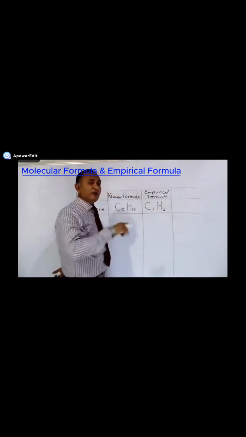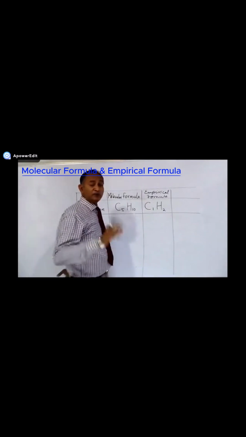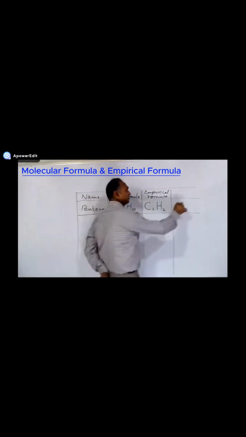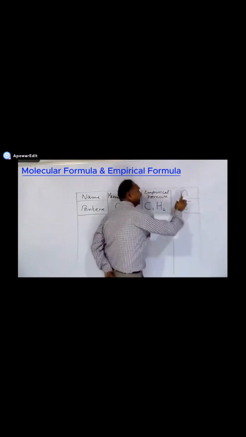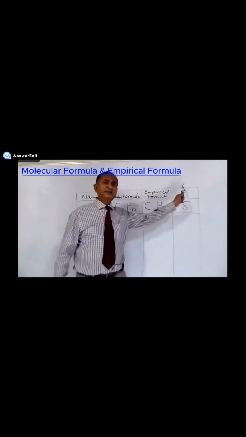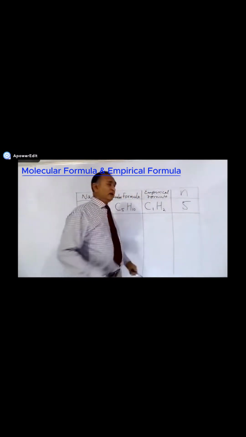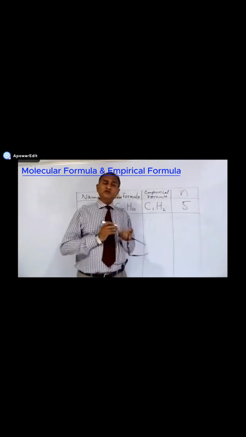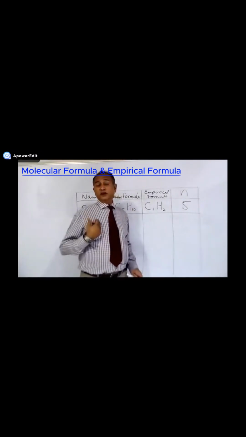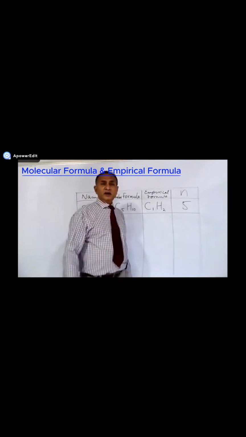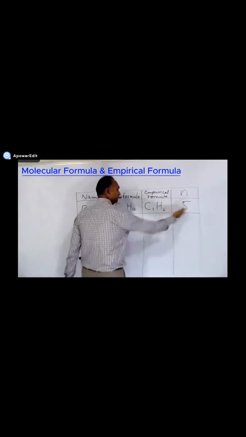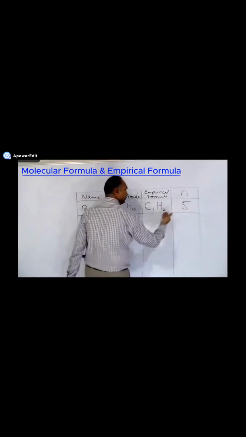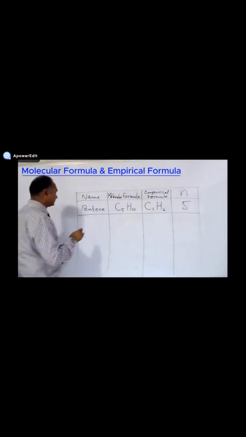Now, by which number did you divide it? You simplified it by 5. So in this case, we say 5 is the number used for the simplification. It means I can say that if you multiply this back by 5, I will get the molecular formula back. See another example.